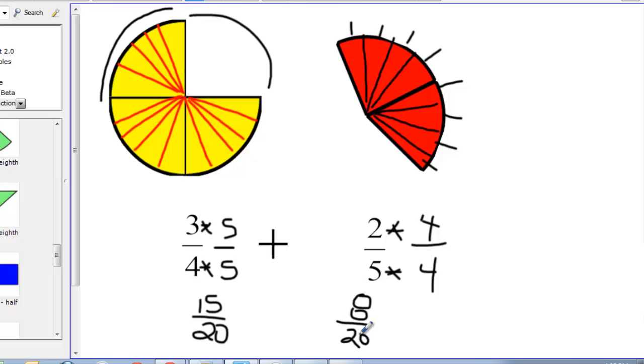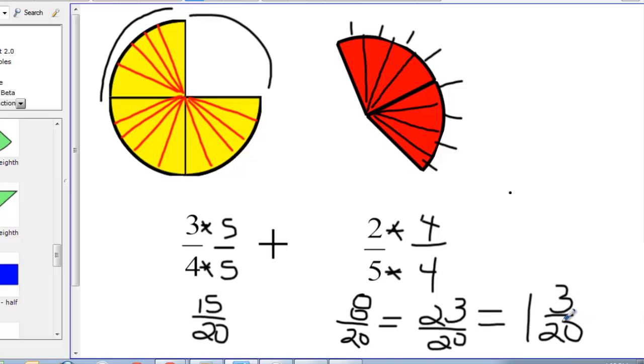And so then I can see that if I added those together, if I counted up all the pieces, I would have 23/20ths, which is the same thing as 1 and 3/20ths, which is exactly what we were seeing up there. I would have 3 pieces left over after I filled in to make my whole. So my drawing's not beautiful, but you can kind of see what I'm talking about there.